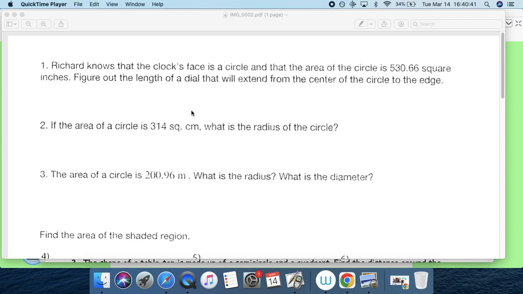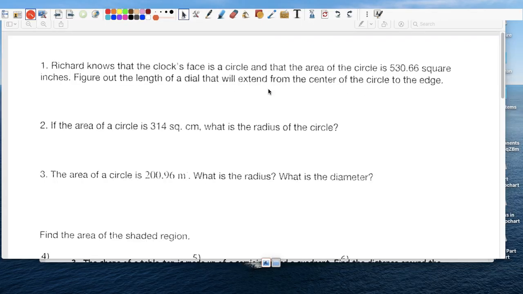So first question, it's a clock face. For me, drawing comes in handy with these circle problems. So here's a clock face, and one of the dials goes all the way to the edge. They're asking, from the center to the edge, let's call it the radius. Let's label it R. Figure out the length of the dial.